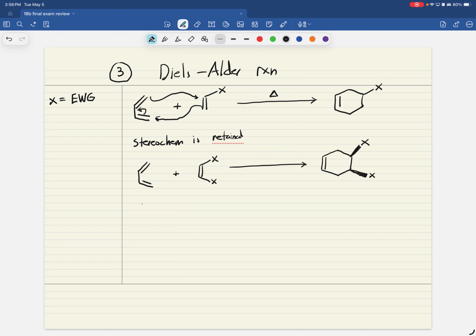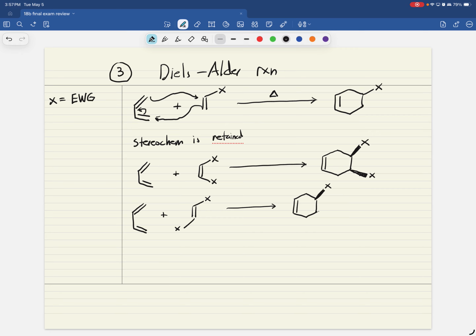All right. What if we have a trans dienophile? What's going to happen to the X groups in the product? Yeah, they stay trans. So we're going to represent that using wedge and dashed bonds. It does matter how you draw it because you're going to get two pairs of enantiomers. So a pair of enantiomers here.